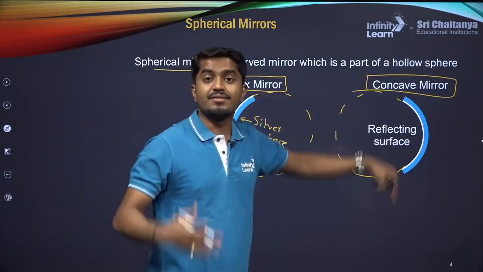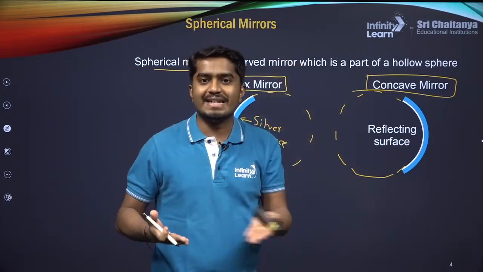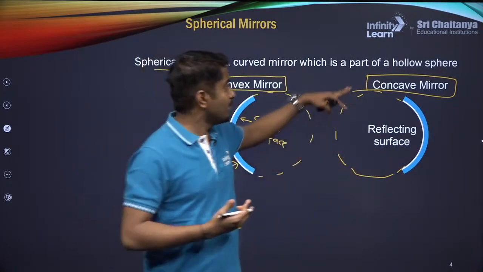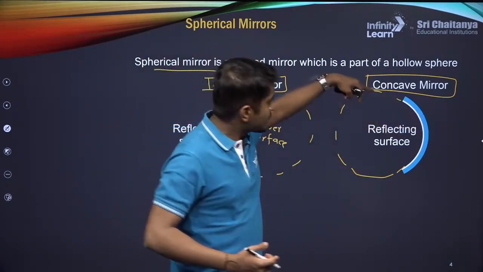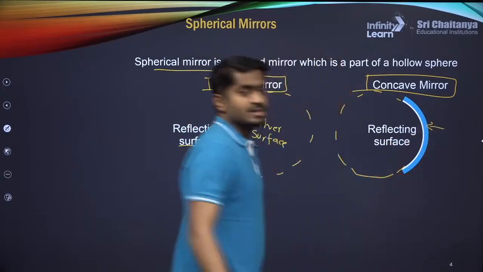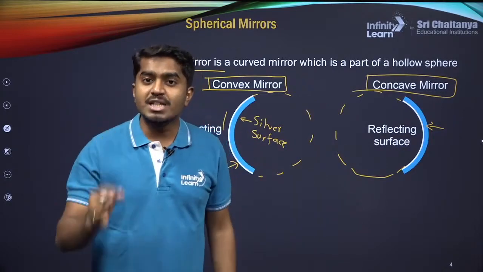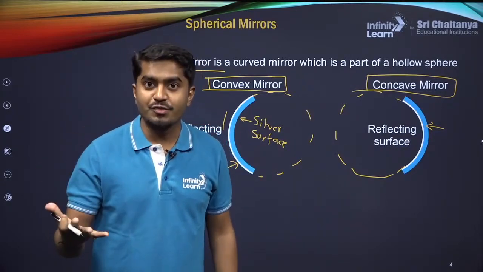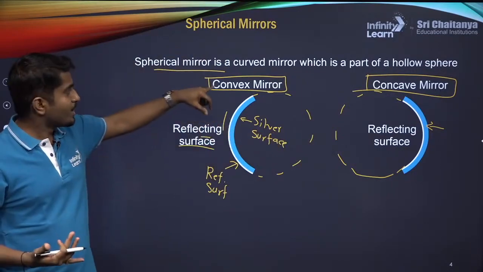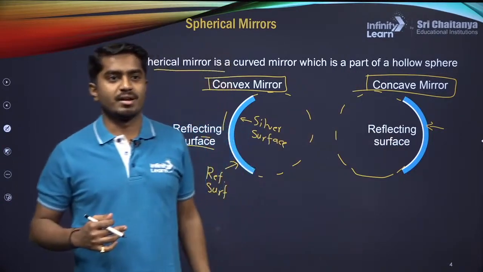If the reflecting surface is inward, it looks like a cave, where you go inside, right? That is a cave-like structure, and that is how it got the name concave. So there is a concave mirror, and this one is the silver surface. This is how these two mirrors are defined. They must be a part of a hollow sphere, and if the reflecting surface is outside, it is convex. If the reflecting surface is inwards, it is a concave mirror.